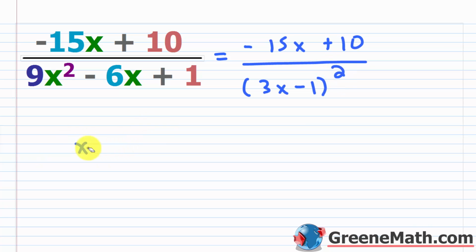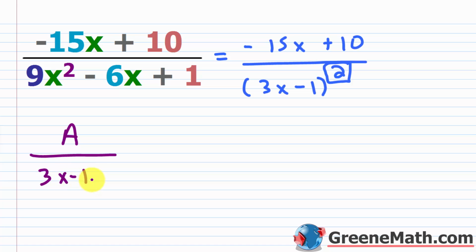Now, I'm going to tell you, whenever you get something like this, you have to be very careful. If you have a linear factor raised to a power that's not 1, so if it's 2 or 3 or 4, you have to do something called build up the power. So let me explain what that is. Basically, what you want to do when you're setting this up, you're going to take this guy raised to the first power. So I'm going to have my a over this 3x minus 1.